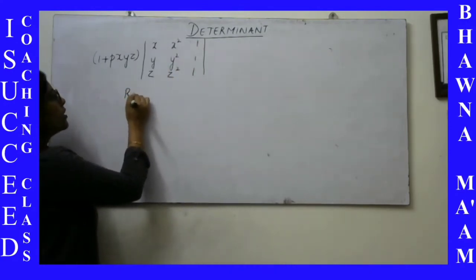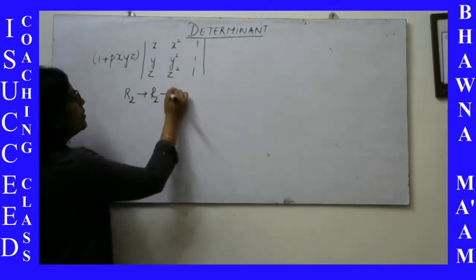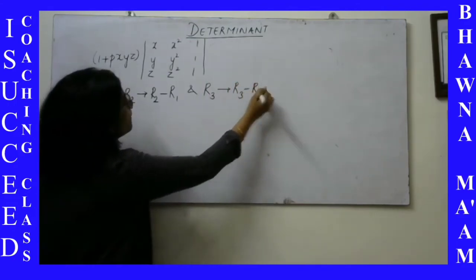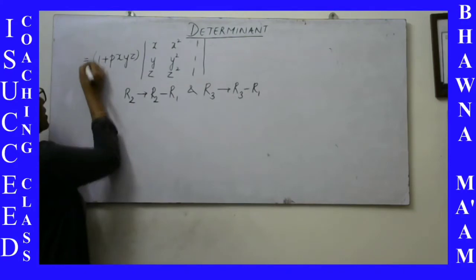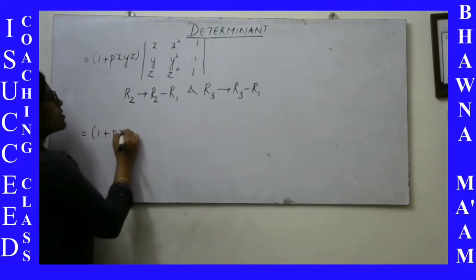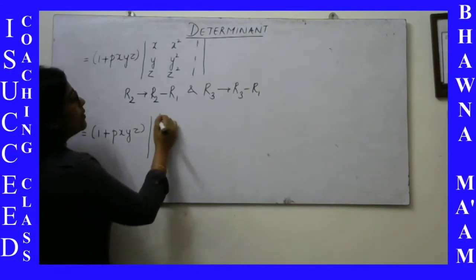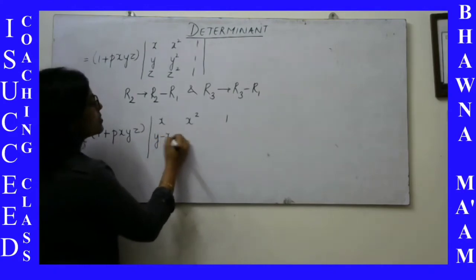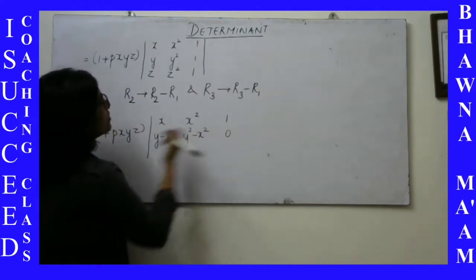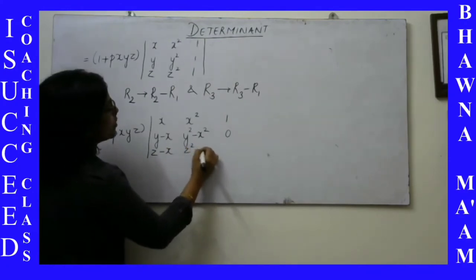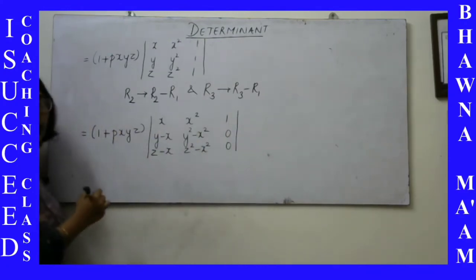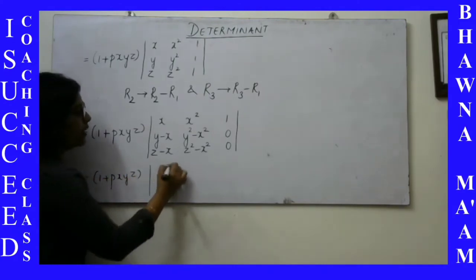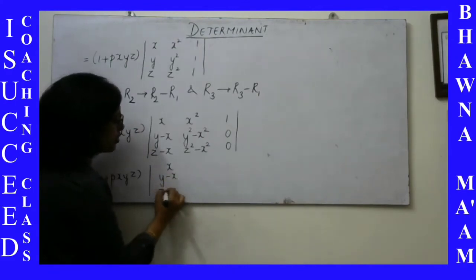That is, I am going to take row 2 changes to row 2 minus row 1, and at the same step, I will do this also. So it's going to become 1 plus Pxyz. First row is not changing. What is changing? Second row: y minus x, y square minus x square and 1 minus 1. Third row: z minus x, z square minus x square and 1 minus 1. So we have 1 plus Pxyz and this column as it is.